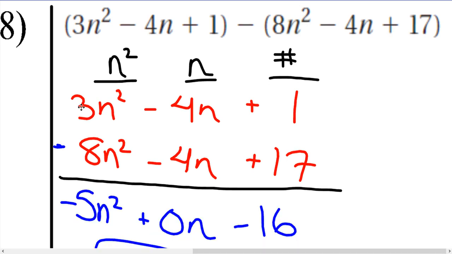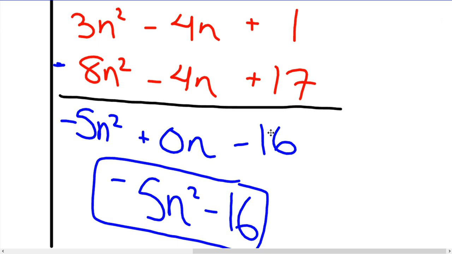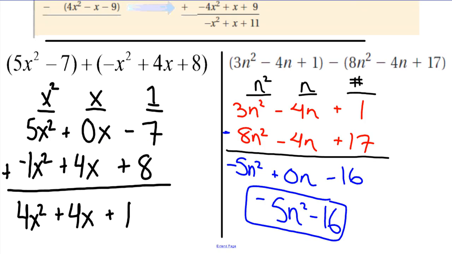Final answer: 3 minus 8 is negative 5. Negative 4 minus a negative 4, that's negative 4 plus 4, which is 0. 1 minus 17 is negative 16. So we'd say negative 5n squared minus 16. And that is how the first section went.